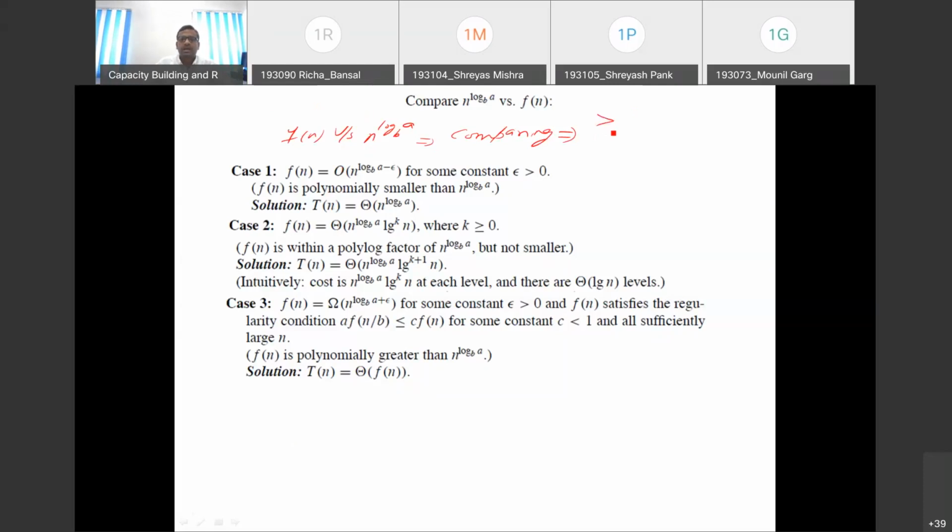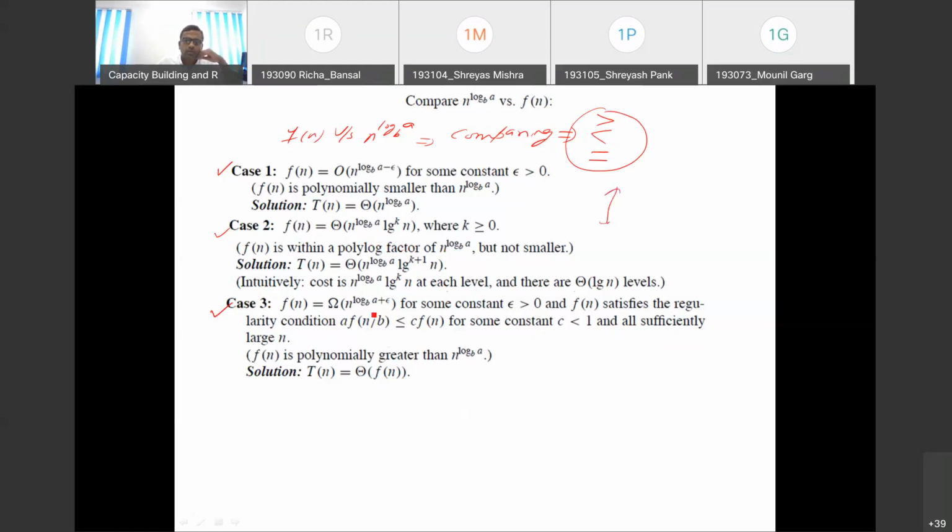One is that f of n is polynomially smaller, second is that f of n is polynomially greater, and third is that it is not polynomially smaller or greater, but is a polylog factor of n raised to the power log a base b. So these were three options available to us. The first case considers when f of n is polynomially smaller. The third case considers when f of n is polynomially greater, and the second case considers when f of n is a polylog factor of n raised to the power log a base b.